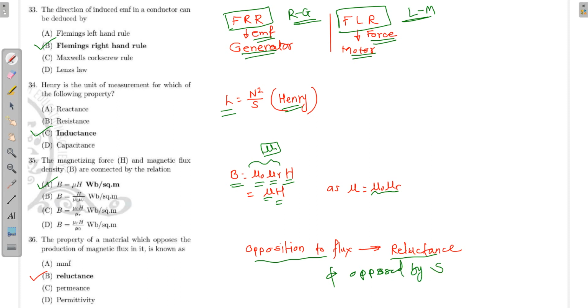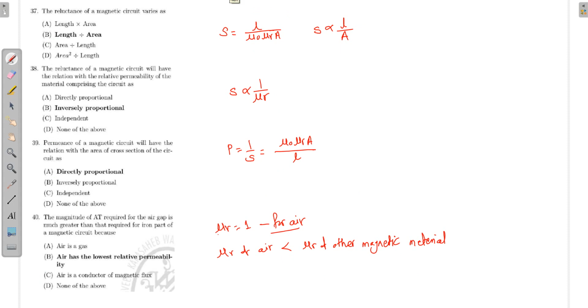Coming to the next one, the reluctance of the magnetic circuit varies, as we know that the reluctance S is equal to L upon mu 0 mu r into A. So S is proportional to the length and inversely proportional to the cross section area, that is L length divided by area. Such questions may be asked in various examinations. The reluctance of the magnetic circuit will have a relation with the relative permeability of the material comprising the circuit. So S is equal to L upon mu 0 mu r A. So S is inversely proportional to mu r, that is relative permeability.